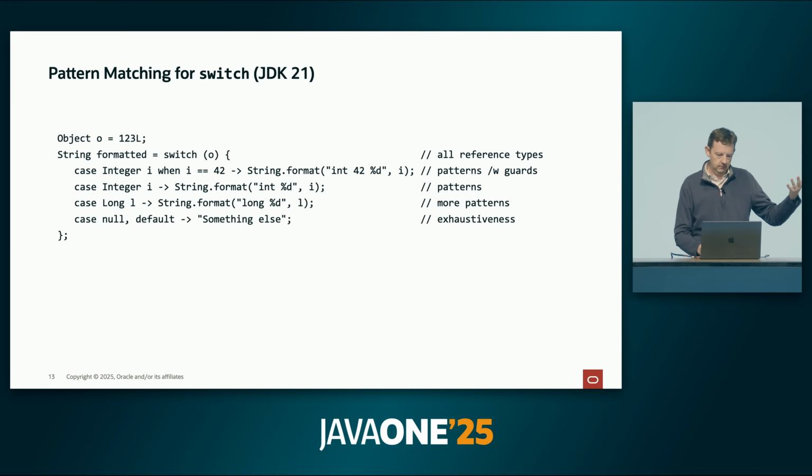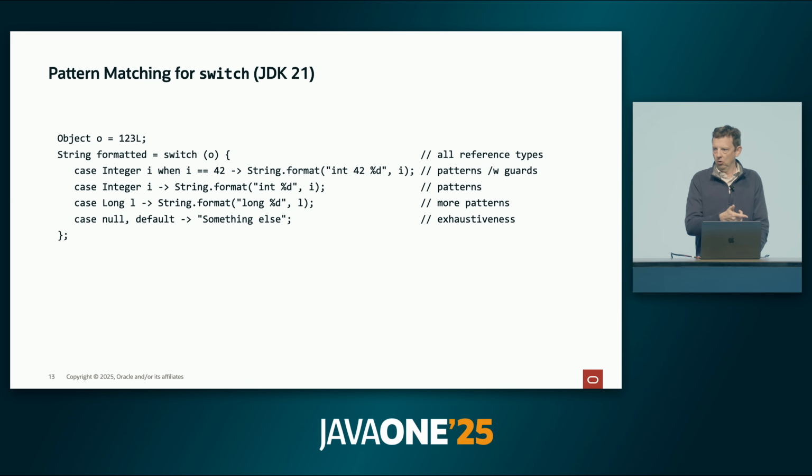So I'm taking in an object. If it is an integer, and if it is equal to 42, then that's the first case. If not, we keep going and we look at the second pattern. The second pattern says, is it an integer at all? If it is, that case applies. And if we get down to the end and it's none of the above, then it's a default.